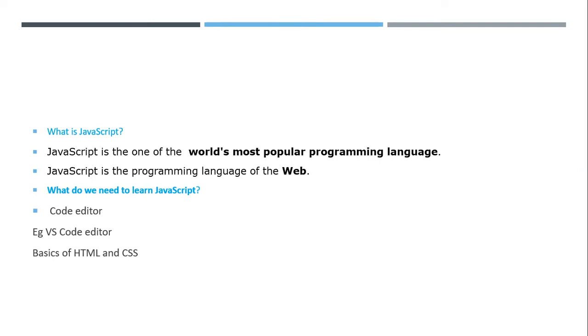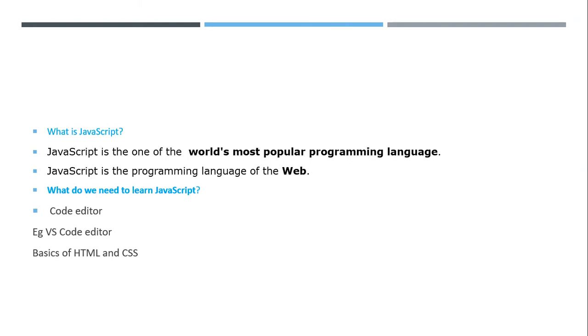JavaScript is one of the world's most popular programming languages. JavaScript is the programming language of the web. Remember when we say it's the web, it's a front-end programming language. Programming languages in general can be server-side or front-end. What do we need to have to learn JavaScript?